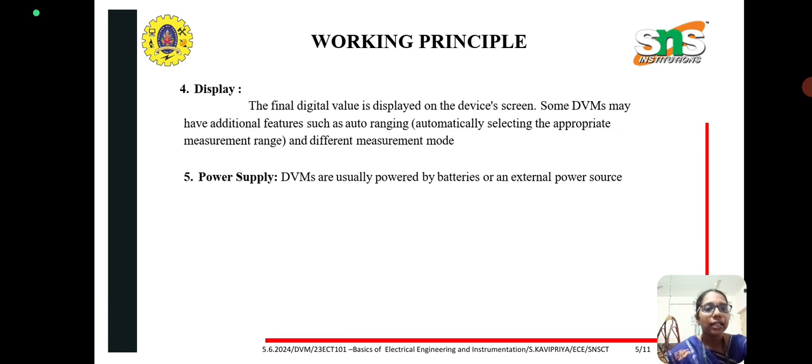And next is a display unit. The final digital value will be displayed on the device screen. Some digital voltmeters may have additional features such as auto ranging, and can be operated in different measurement modes. And finally is a power supply. Digital voltmeters are usually powered by batteries or an external power source.